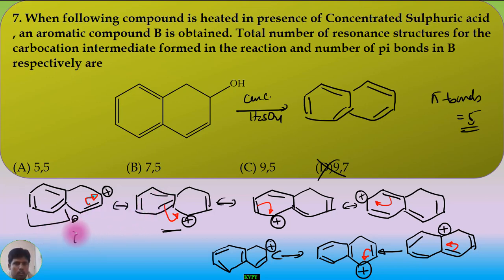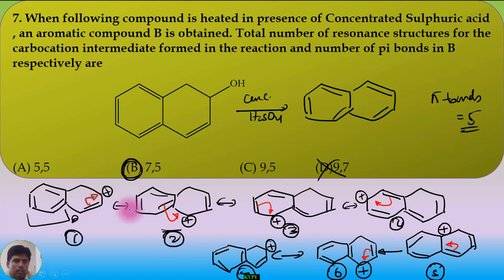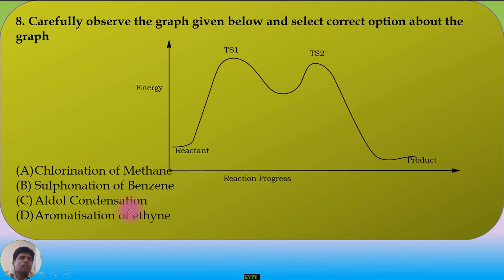So in this way, 1, 2, 3, 4, 5, 6 and 7. The total 7 resonance structures are available. So 7 and 5, option B should be the answer. So 7 resonance structures for the intermediate carbocation. Let us move on to next question.